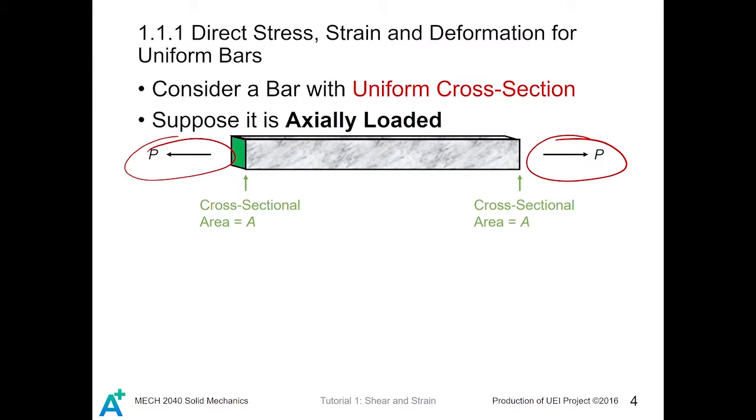So the behavior of the bar in solid mechanics will be rather similar to the behavior of a spring. What does that mean? When you stretch a spring by using the load P, the spring will become longer, and when you compress the spring, then the spring will become shorter, right? So this is what we are dealing with actually.